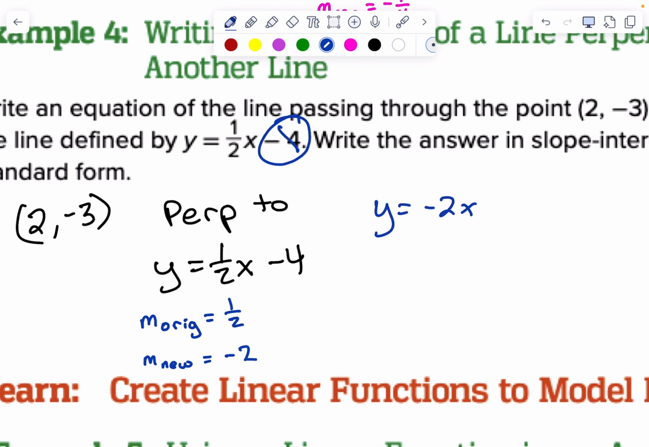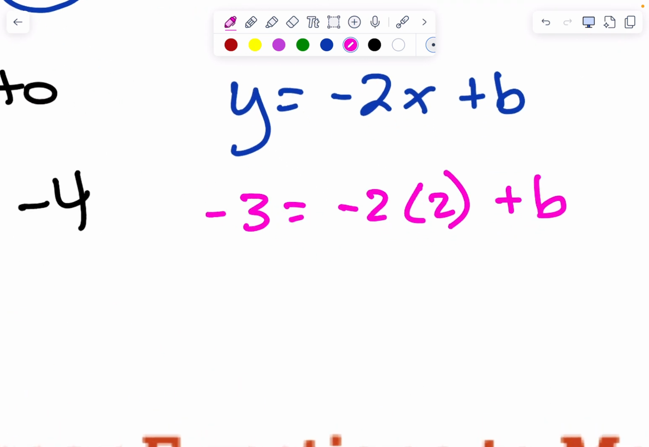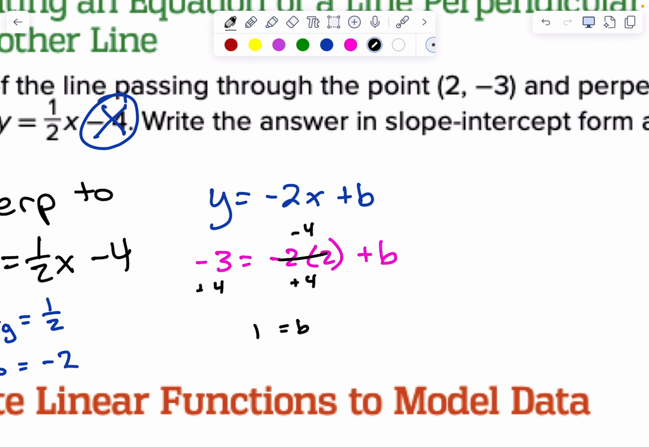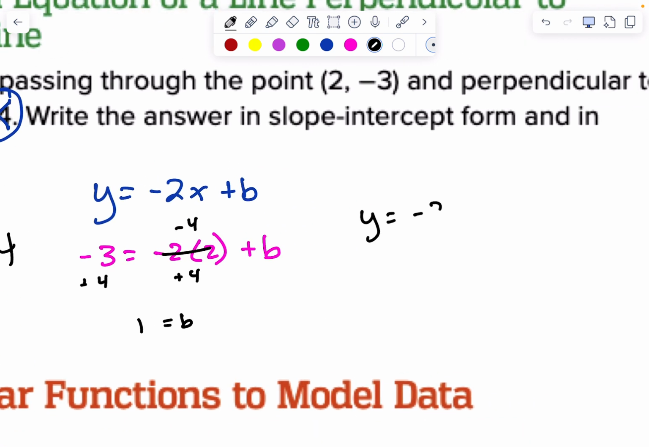We don't use this 4 ever, right, from the original. We want plus b. I'm going to plug in these numbers. And I get negative 4 here. And if I add the 4 over, b is 1. So I've got y equals negative 2x plus 1. And there he is. Beautiful, beautiful.